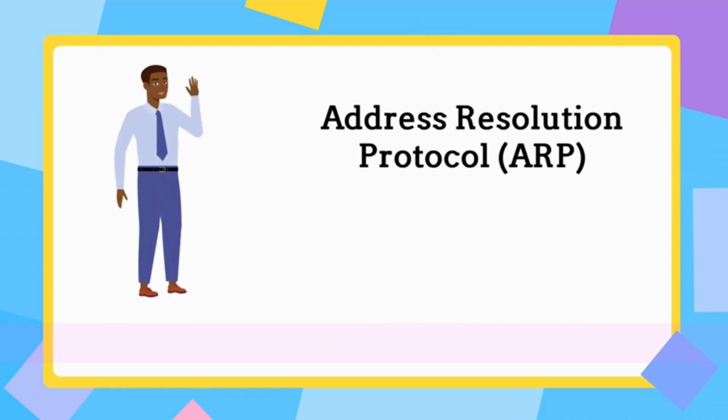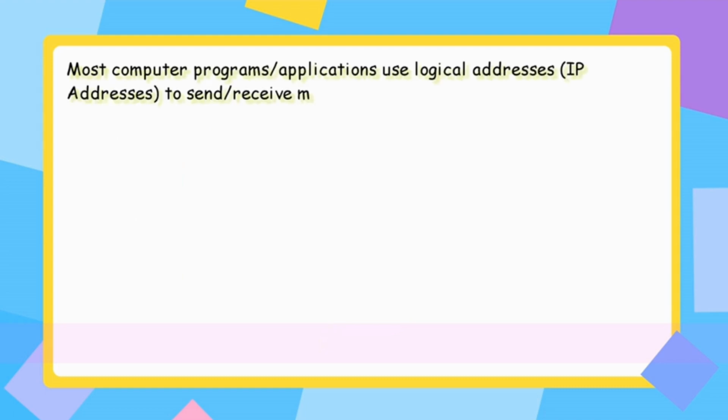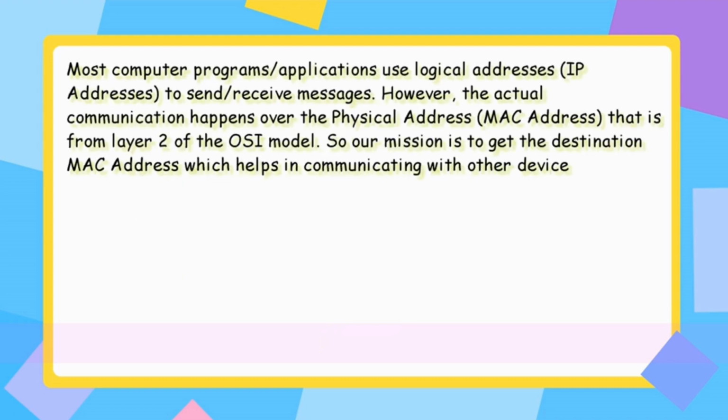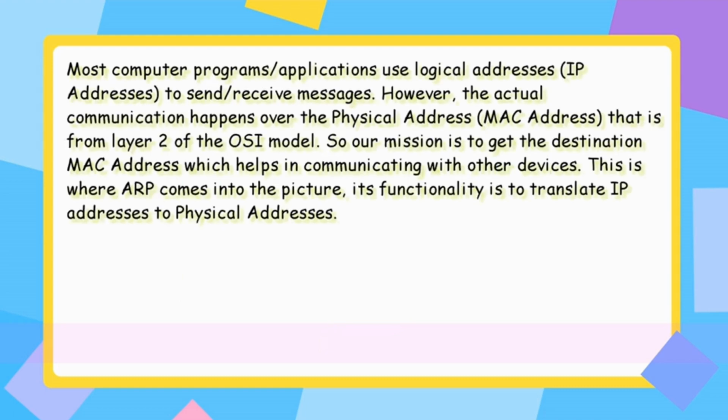Address Resolution Protocol: most computer program applications use logical addressing, IP addresses, to send or receive messages. However, the actual communication happens over the physical address, the MAC address, which is from layer 2 of the OSI model. So our mission is to get the destination MAC address, which helps in communicating with other devices. This is where ARP comes into the picture. Its functionality is to translate IP addresses to physical addresses.